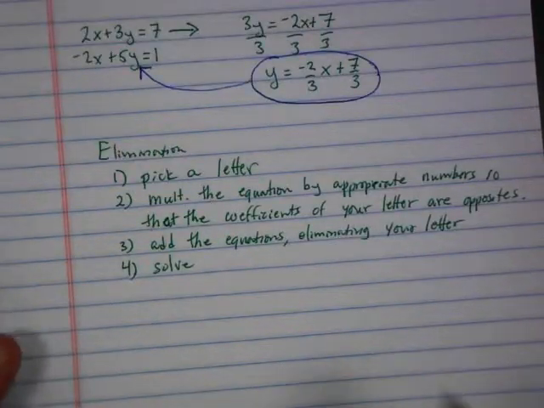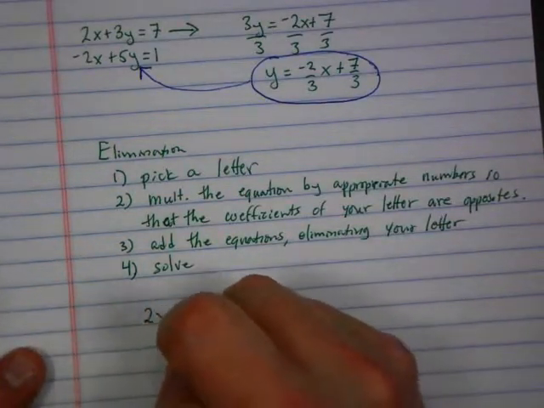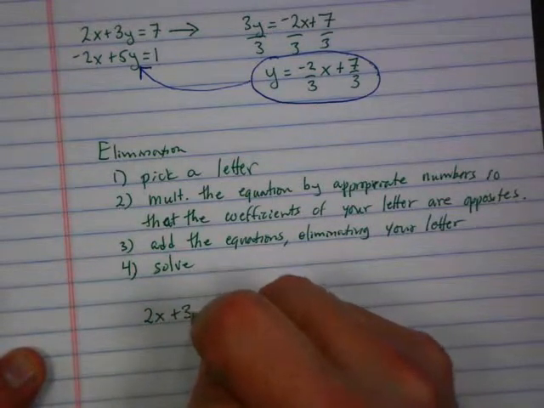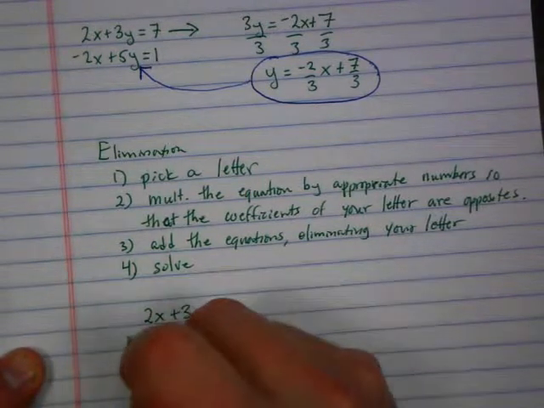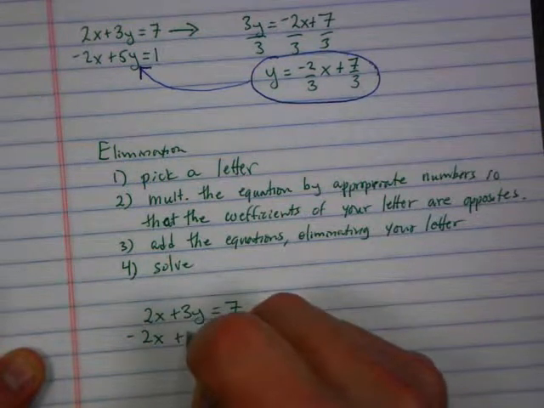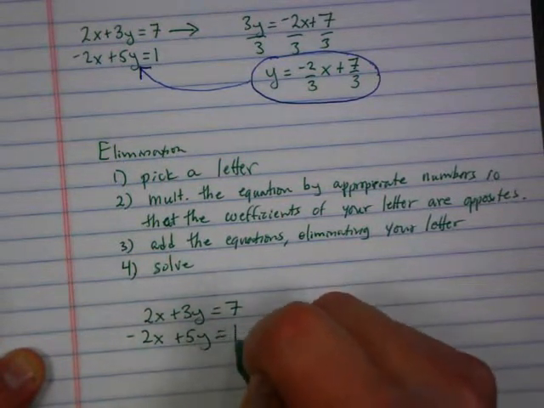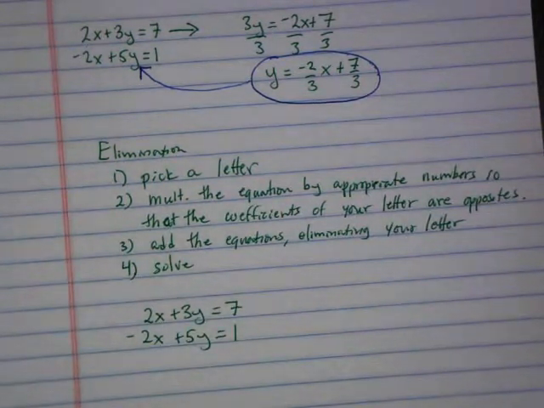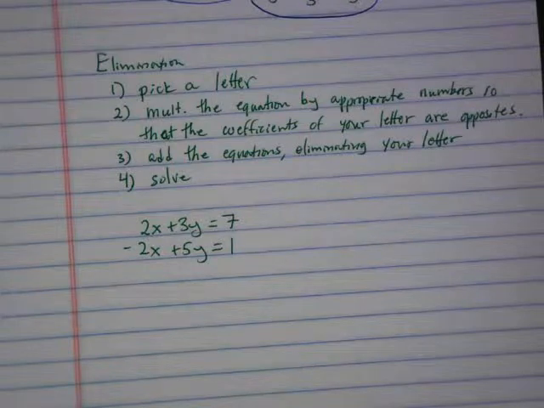Okay, so let's take a look at this system again. 2x plus 3y equals 7. Minus 2x plus 5y equals 1. So the coefficient of x is already the same, so we just combine and solve? All right, so this one's very easy. Step 1, we pick a letter. And you're telling me I should pick x.